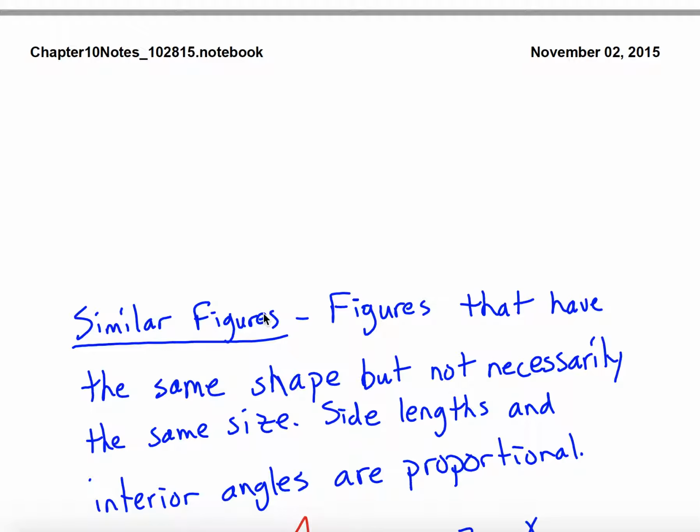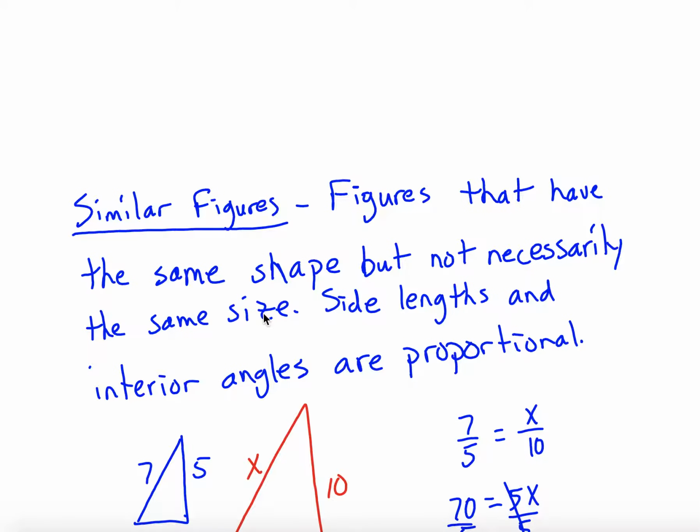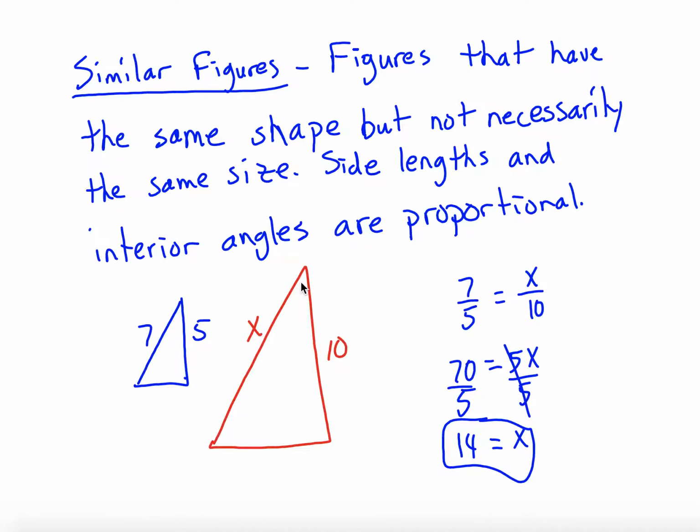What it creates is a similar figure. A similar figure is a figure that has the exact same shape, but not necessarily the same size. Because it has the same shape, the side lengths and the interior angles are what we call proportional. So this angle right here is the exact same size as this angle right here. This angle here and this angle here are the same, this angle and this angle are the same. And that means the sides are in proportion.